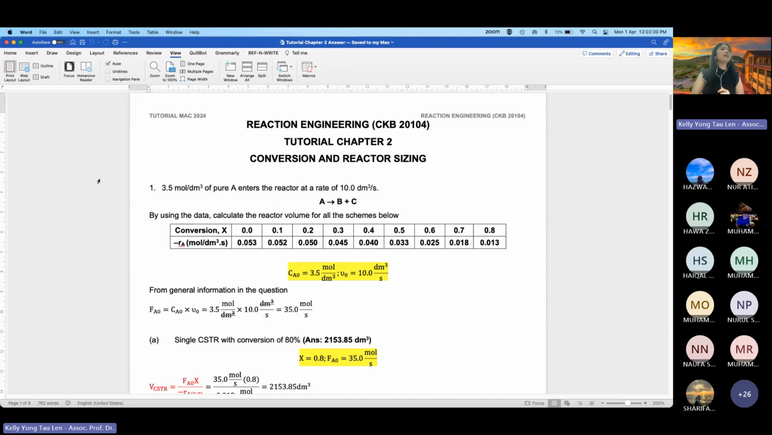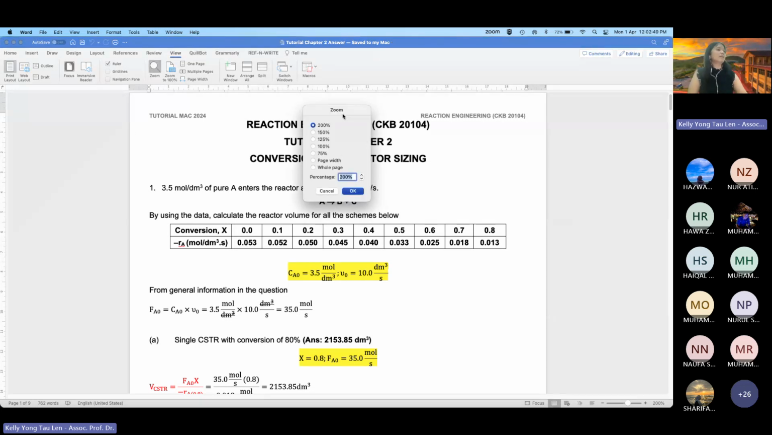All right, so we will start Chapter 2. As I said, we don't have questions for Chapter 1, we only have questions for Chapter 2. So later in Test 1, I will have one question from Chapter 2 and one question from Chapter 3. Okay, so let us focus on the question. The first question, let me make it even bigger.